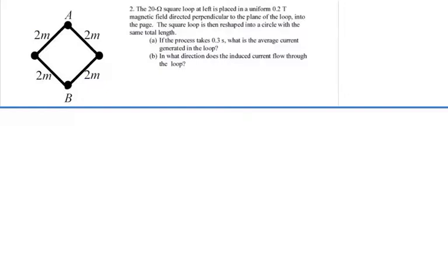Here's sample test 4, problem number 2. The 20 ohm square loop at left is placed in a uniform 0.2 Tesla magnetic field directed perpendicular to the plane of the loop, into the page. The square loop is then reshaped into a circle with the same total length. If the process takes 0.3 seconds, what is the average current generated in the loop?